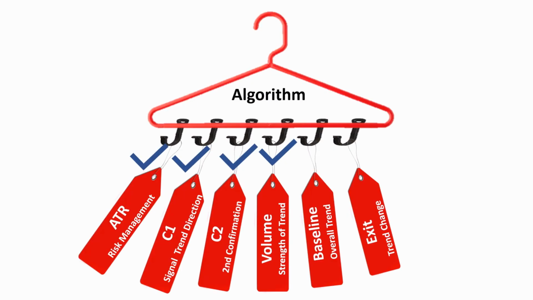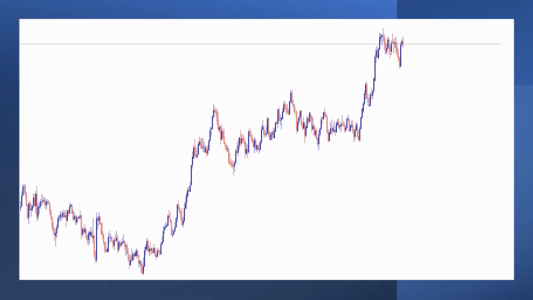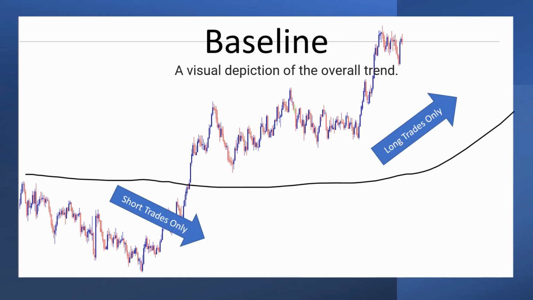So in the previous building blocks, we've already covered ATR, C1, C2, volume, and of course, we're going to be talking about baseline today, or that overall trend. When you look at a chart, you can see price goes up, price goes down. And it's really hard to get a handle on that. So where the baseline comes in is it just gives us a visual depiction of that overall trend.